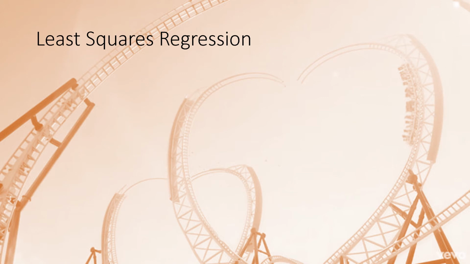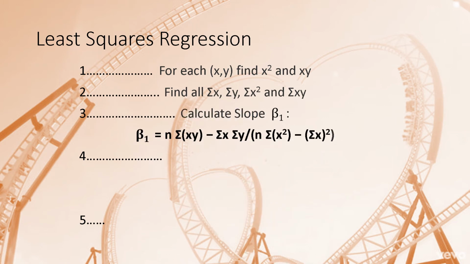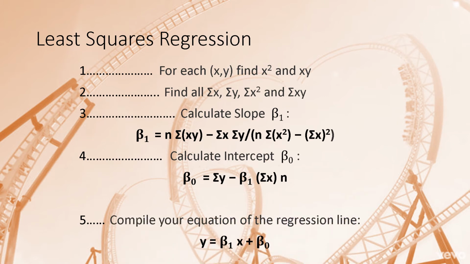The regression line can be found using the least squares method. First, find x squared and x times y for each observation. Then find the sum of x, the sum of y, the sum of x squared, and the sum of x times y. Then calculate the slope, beta 1, and the y-intercept, beta naught, where n is the number of observations. Finally, compile your equation of the regression line.